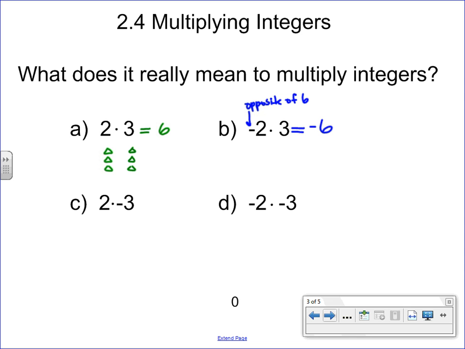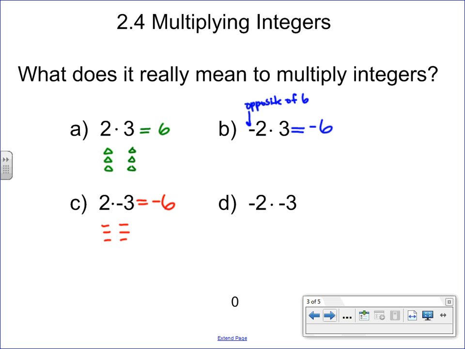The next example is 2 times negative 3. So if we think about this, we have 2 sets of 3 negatives. So if I have 3 negatives, and I have 2 sets of that, that means I have 6 negatives. So this is equal to negative 6. This also follows the rule that says a positive times a negative is equal to a negative.